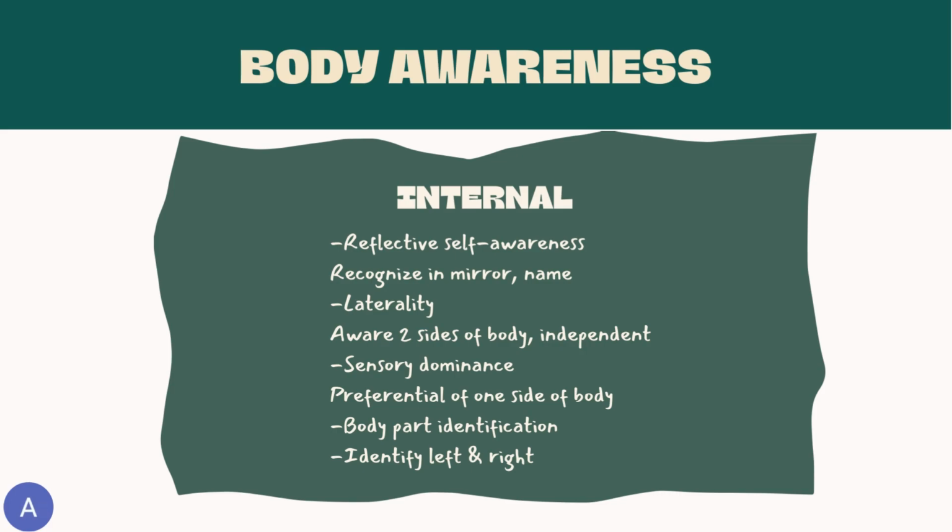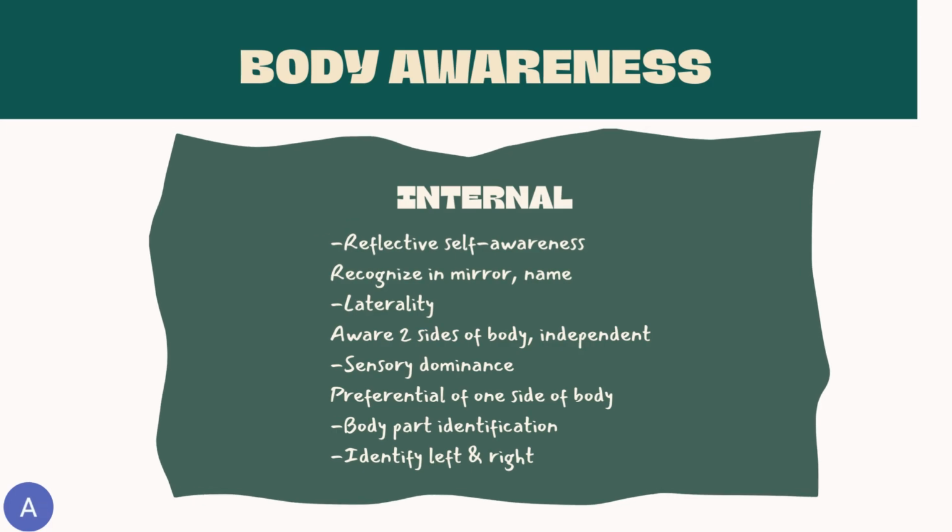So body part identification is ability to be aware of which one is your hand, which one is your leg. So to know your body parts and the location. So generally it's like that. And then the last one is to identify left and right. So for example, like if we ask a child, oh, put up your right hand, stomp your left feet. So the ability to differentiate the left and right and to do it spontaneously and correctly.